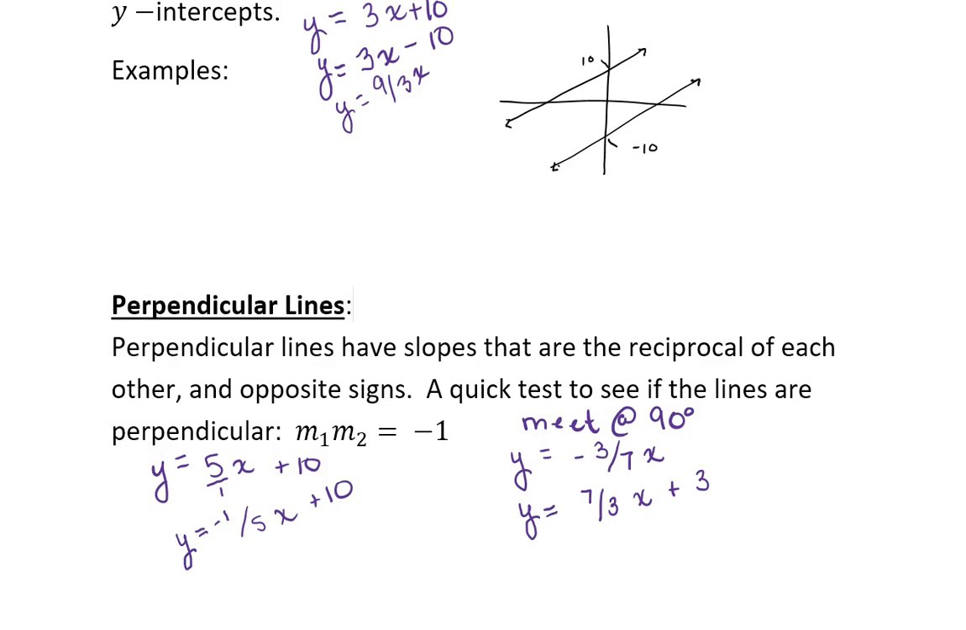And in each of those cases, if I take 5 over 1 and multiply that by -1 over 5, when I cancel those out, I wind up with a -1. Same process here. If I start with -3/7 and multiply that by 7 over 3, again, I'm going to wind up with a -1 as my solution. All right, that's it.